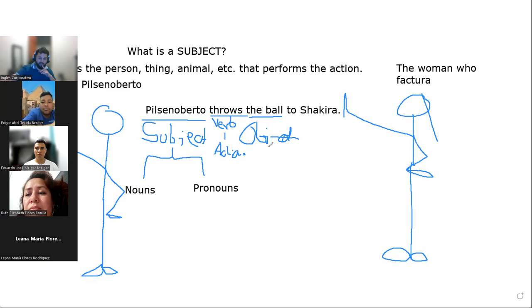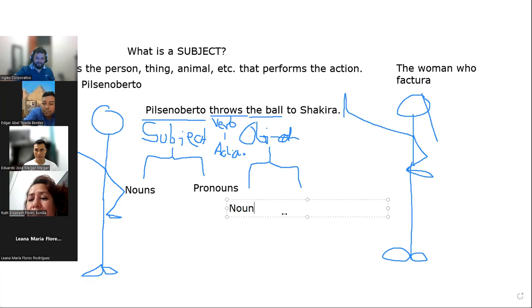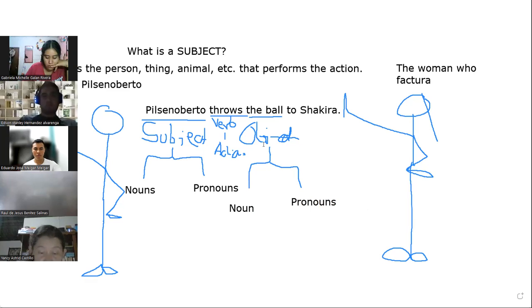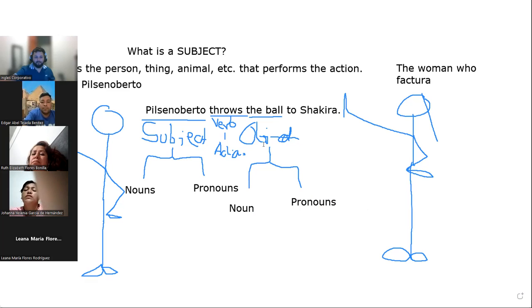Now, let me ask you something. We have direct objects and indirect objects. We have a lot of things. But in this case, an object can be two things. What are the two things that an object can be? You have the answer in front of you. An object can be a noun. Guys, write this down in your notebook. I know some of you are in your bed. I don't know how you're going to learn like that. And they can be pronouns too. So far, so good? So this is an object. And what type of object? It's a noun. The ball is a noun.